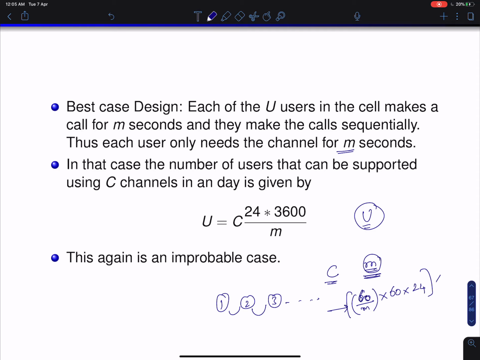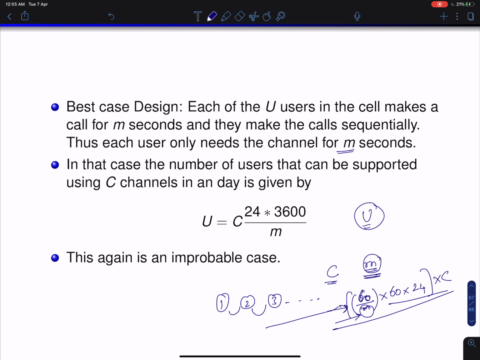But if he has C channels, I can support this many number of users. So this is really a huge number. Okay, for small values of m, assuming m is less than 60, this is a really huge number. Again, this is the best case design. There is no way users are going to make the calls sequentially, one by one.